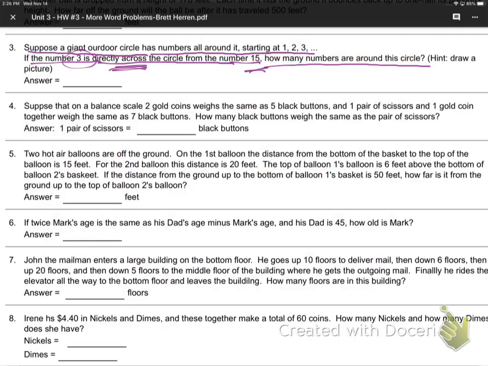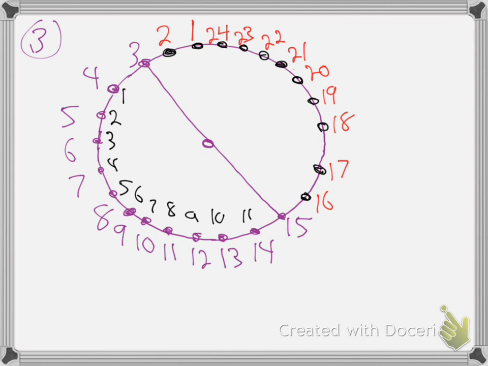So what was their question? How many numbers around the circle? Answer is 24. Must be 24 numbers around the circle. How are we doing? Is that making sense? Drawing a picture there? See how that strategy works to solve the problem?